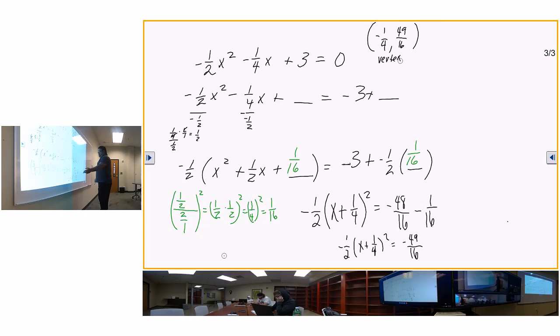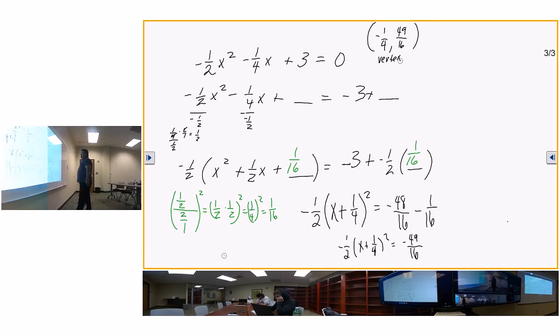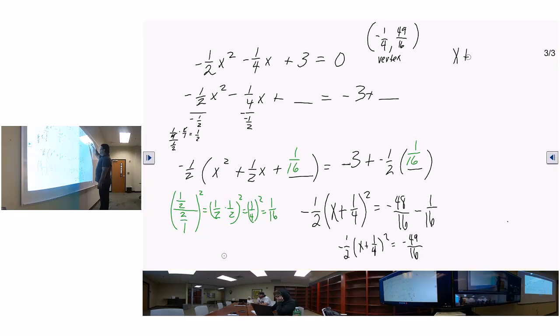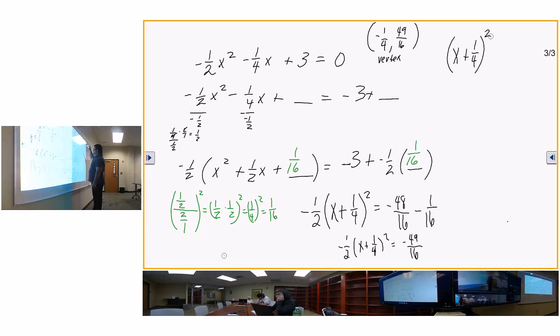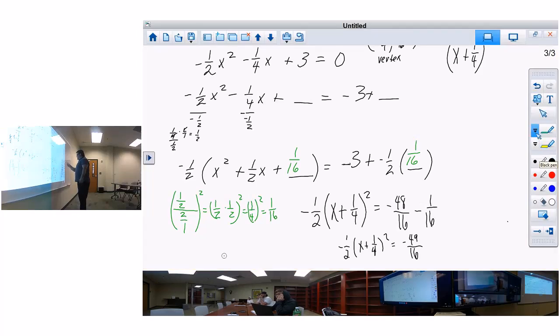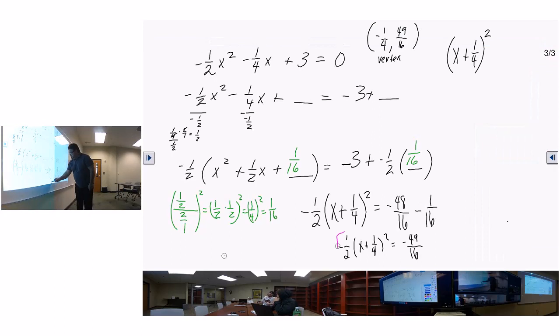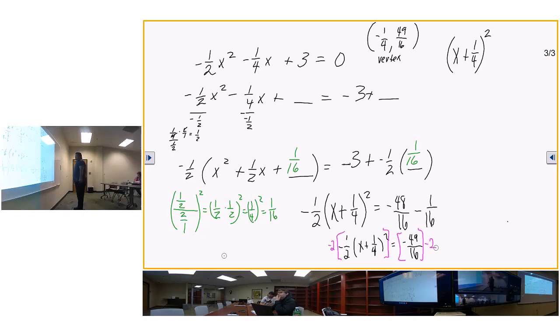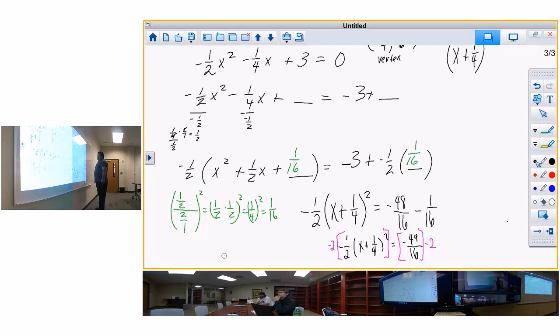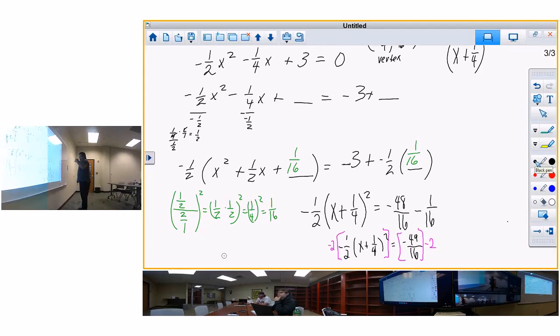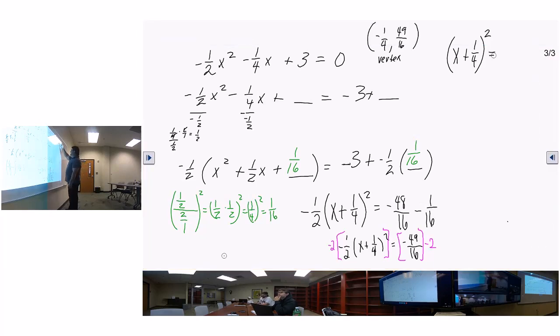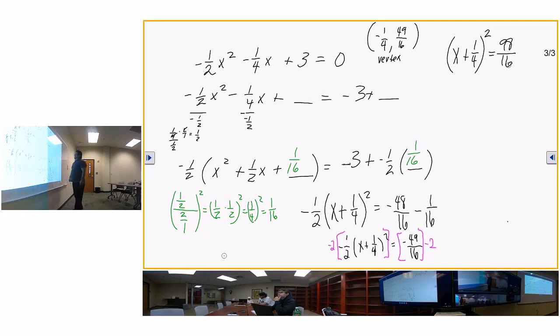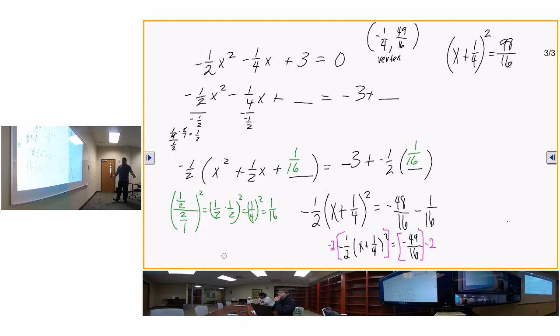And let's finish it. So I'm going to multiply both sides by -2. So that's going to be x plus 1/4 quantity squared. And I'll just put in magenta, put a -2 here and a -2 here because I'm getting rid of the 1/2. So that's going to give us 2 times 49 is 98. Somebody help me out there. 98 over 16. Somebody verify that for me. Yep, should be 98.